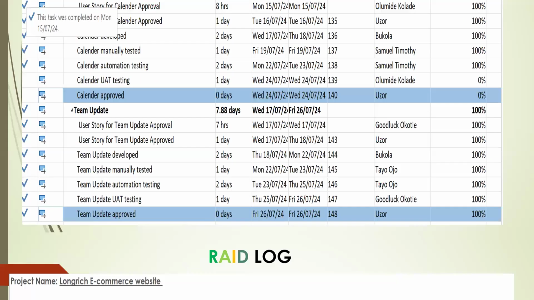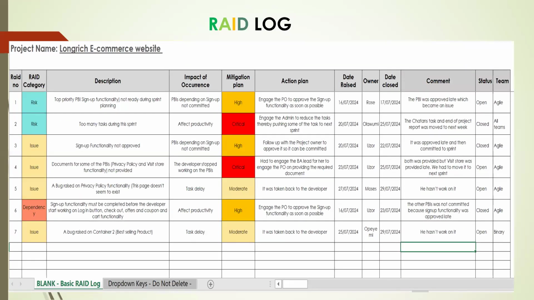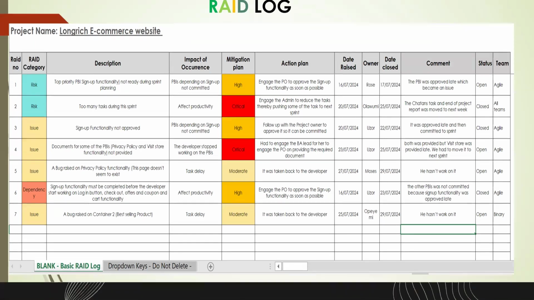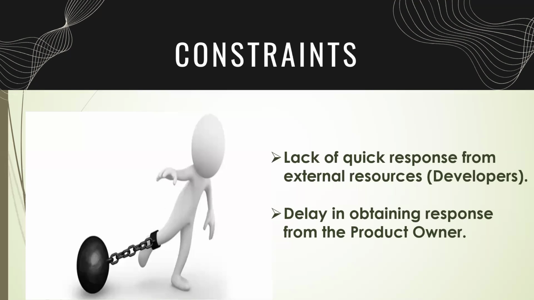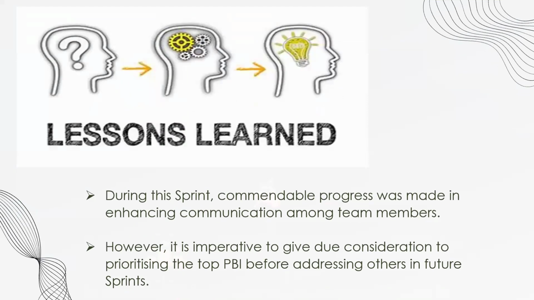With that, we had to develop a RAID log, and this was the RAID log we developed. The constraints we had: one, lack of quick response from our external resources, which are developers, though they were really busy this period, and delay in obtaining responses from the product owner. That was a major issue because it cost us some PBIs.